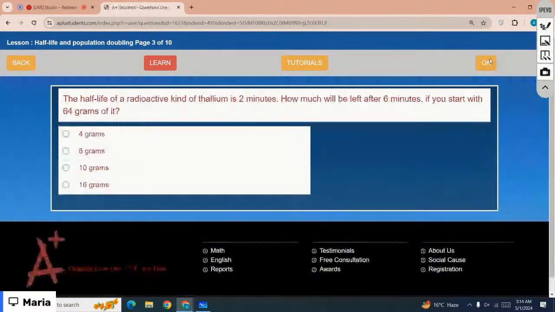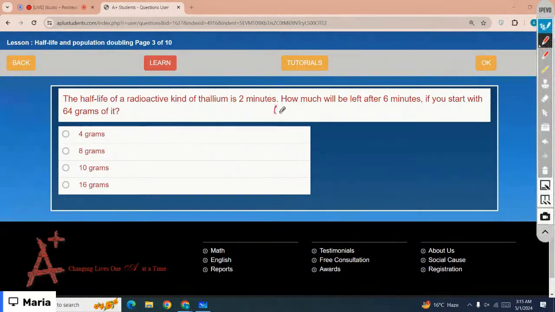The next one: the half life of radioactive thallium is 2 minutes. How much will be left after 6 minutes if you start with 64 grams of it? So you started with 64 grams, right? You have to see after 6 minutes how much thallium you have left, right? So 6 divided by 2 is 3 times. It would be halved 3 times. So 64 multiplied by 1 over 2 multiplied by 1 over 2 multiplied by 1 over 2.